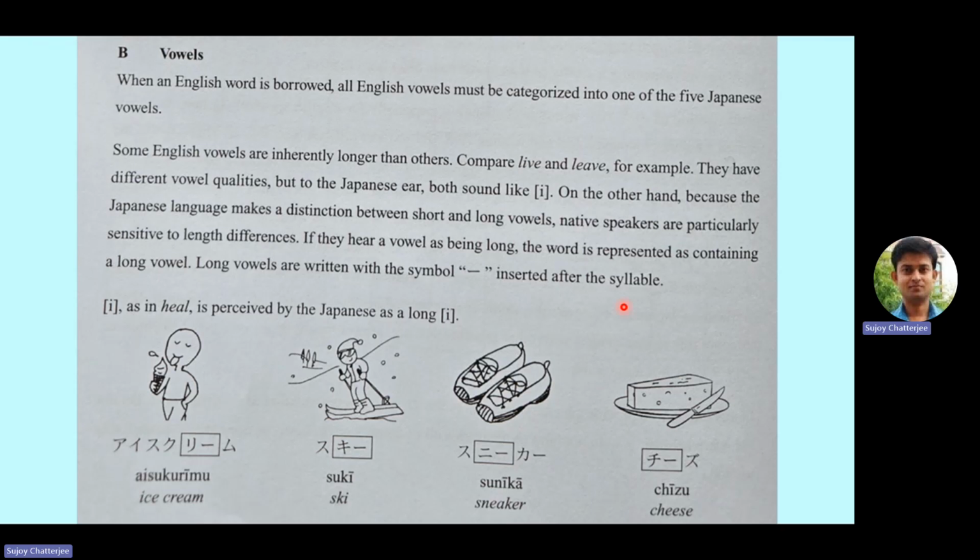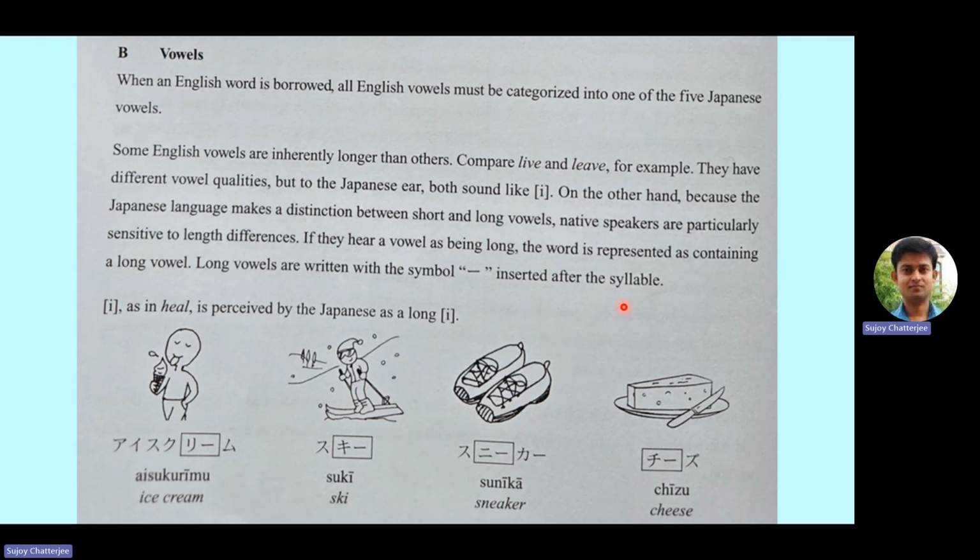Then the second category: how to handle vowels during conversion of English words to katakana. When an English word is borrowed, all English vowels must be categorized into one of the five Japanese vowels. In English, there are around 15 vowel sounds, but in Japanese we have only five. That means we have to map those 15 English vowel sounds into one of the available five Japanese vowel sounds. That makes the pronunciation of English words very peculiar when we convert them to Japanese because of the limitation of the vowel sounds in Japanese.